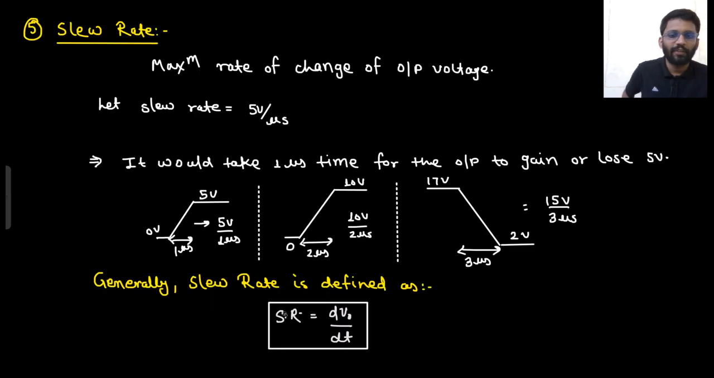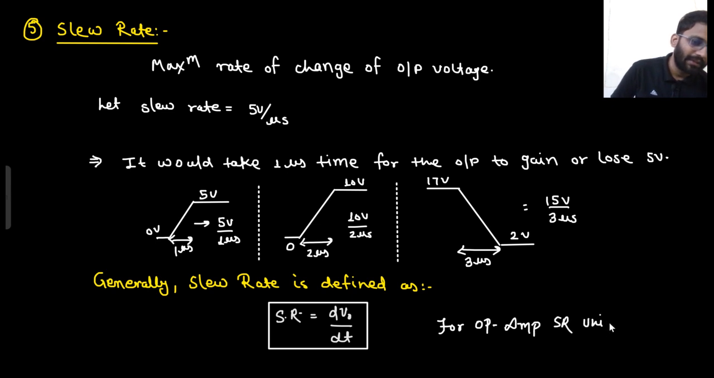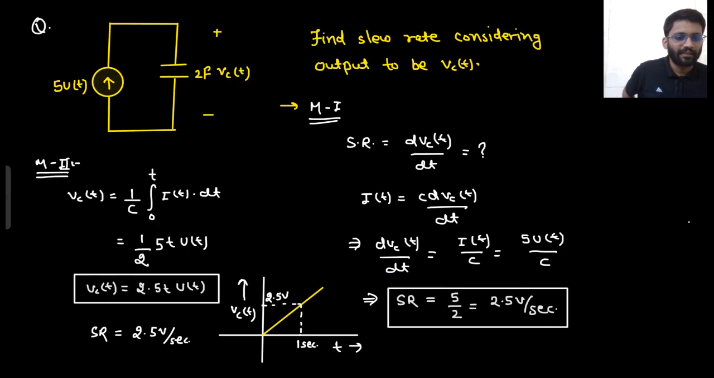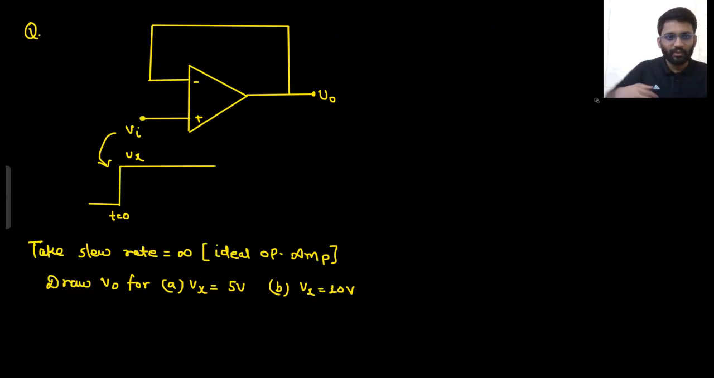But generally, the slew rate unit for an OpAmp is volt per microsecond, meaning it would take some microseconds to reach a particular voltage. Generally, it would be 5 volt per microsecond. That means for the OpAmp output to reach 5 volt, it would take 1 microsecond. So generally this is the unit, volt per microsecond, not volt per second. This is just an example I took. For an OpAmp, it is volt per microsecond, not volt per second. Let's see this example. I will pause the video and take a break. Then I will proceed.